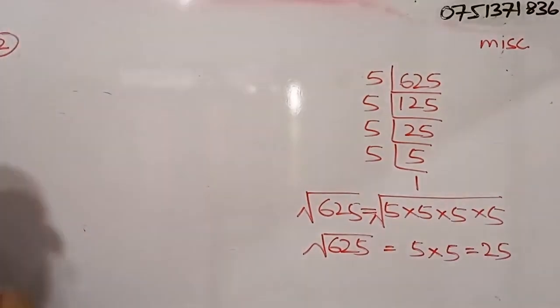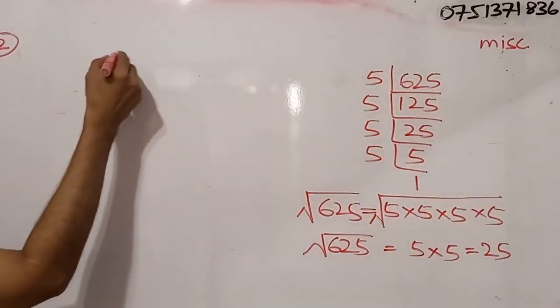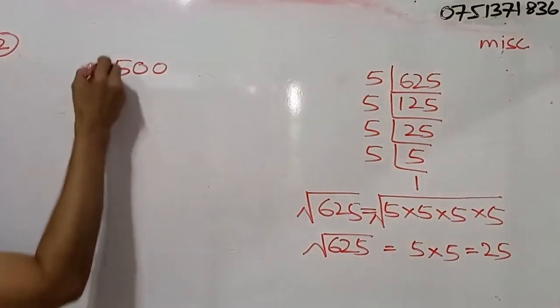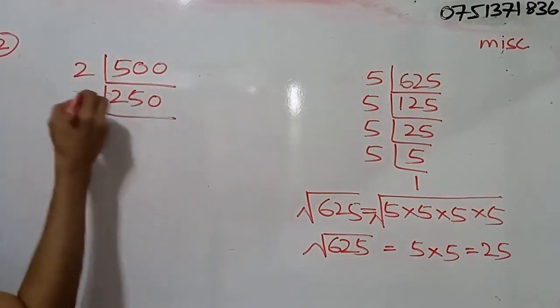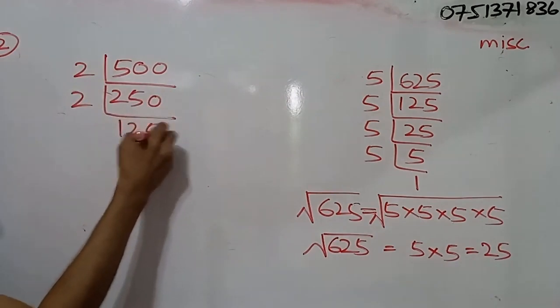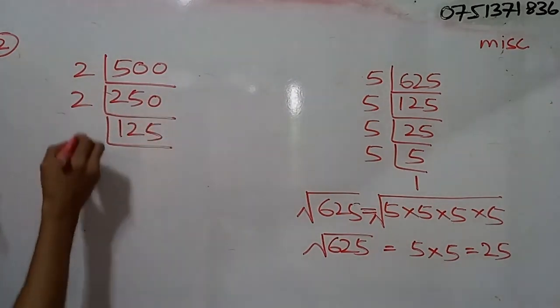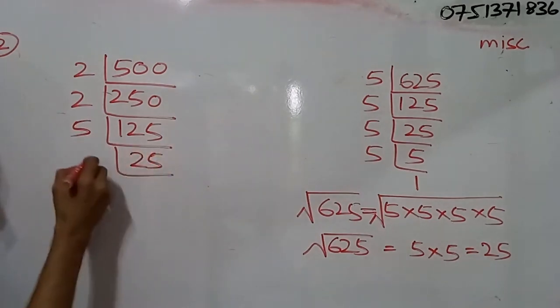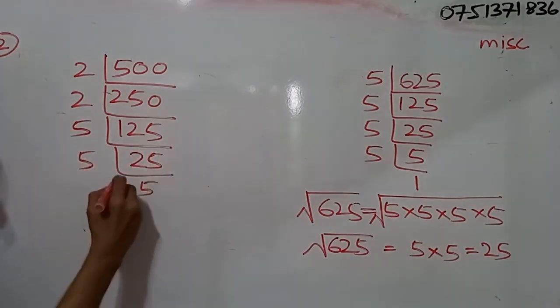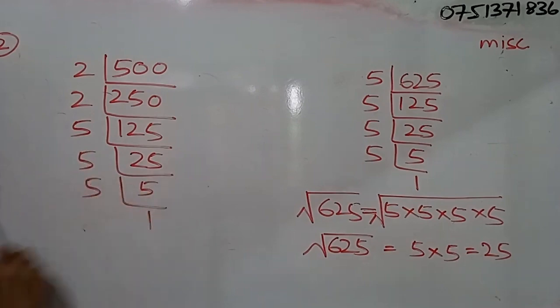Now you can see when there are a pair of same numbers, what do we do? Pick one. Right. Now we will take the number 500. So I will divide this by what? 2. So I will be getting 250. Again I will divide by 2. So I will be getting 125. Right? Then I will be dividing this by 5. So I will be getting 25. 25 divided by 5, that will be 5. 5 divided by 5, that is 1.